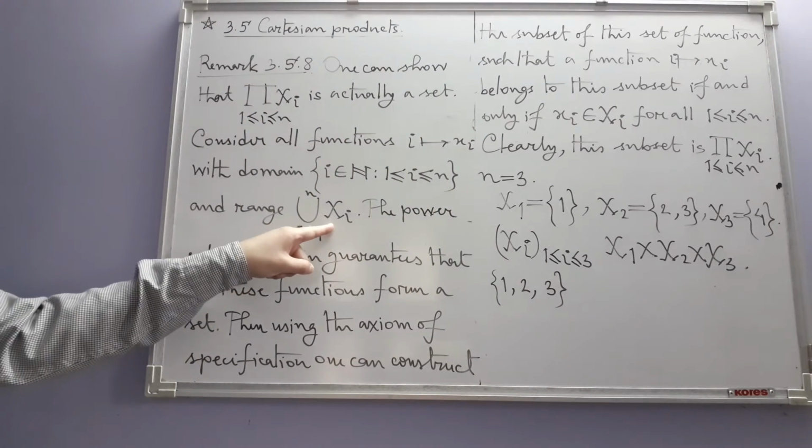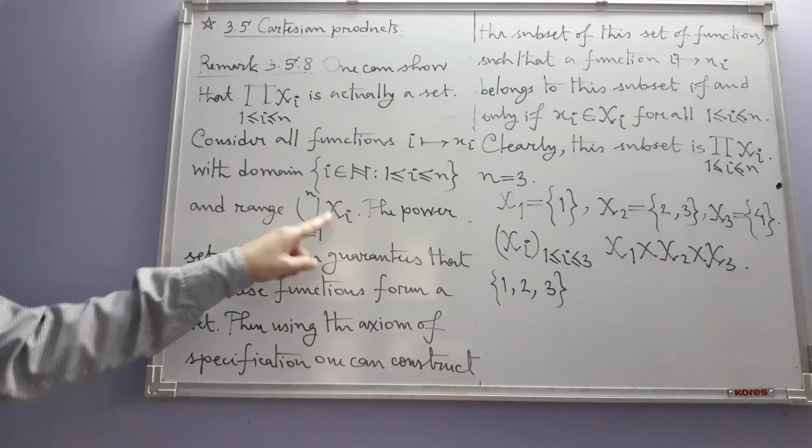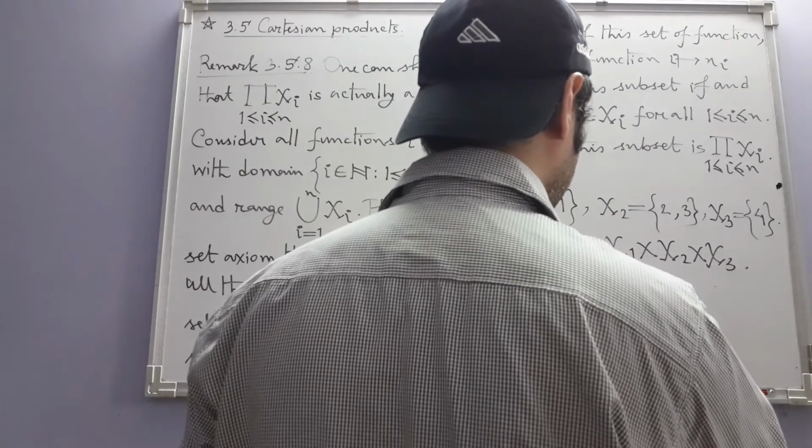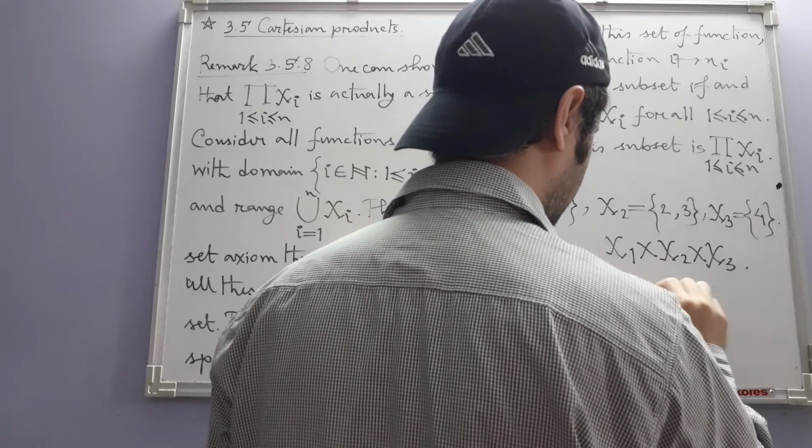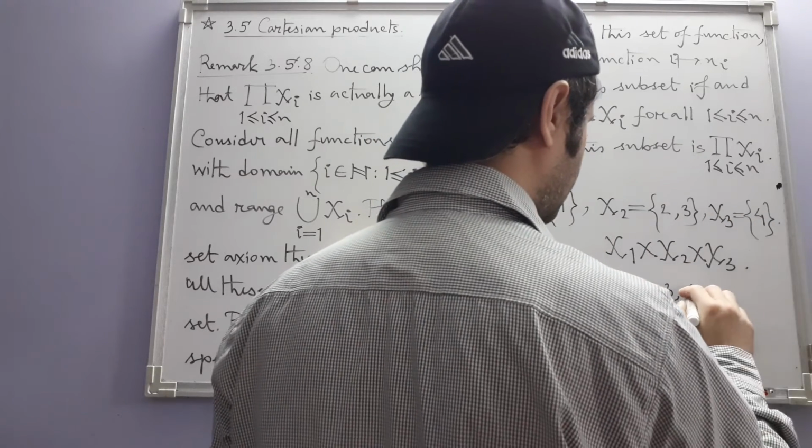And then we have to take the union of all the sets available to us. That is another set, 1, 2, 3, 4. Union of x1, x2 and x3.